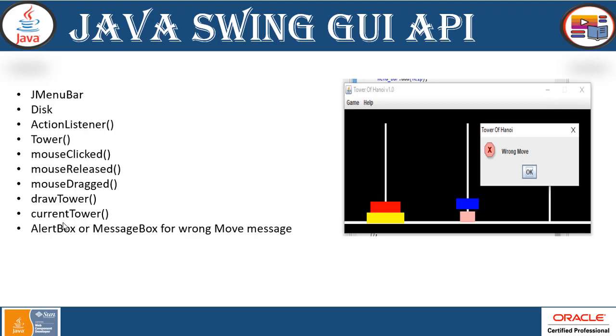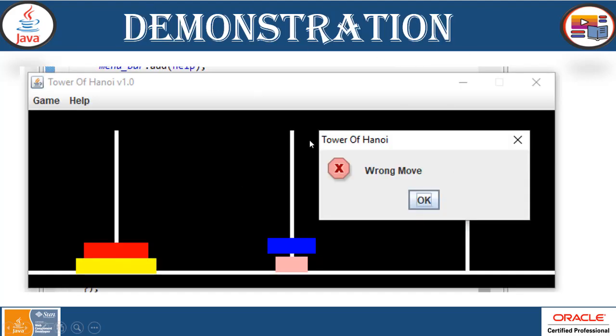Draw tower, current tower, and alert box. The message box will help guide the user if it is not the right move, to alert them that it is not a correct move, to understand the puzzle. It's really interesting. Now let's take a look at the demonstration. So this is how it's going to be.